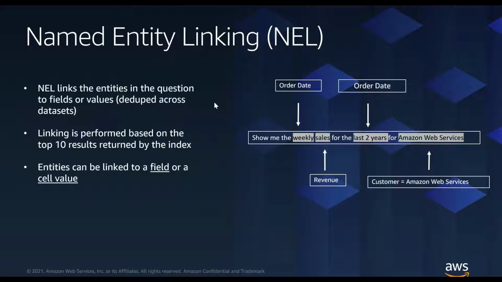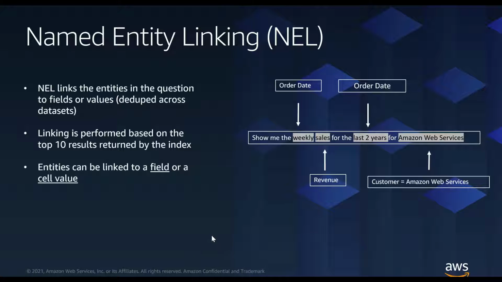The next thing that happens is entity linking. Here, the entities in the question are linked to the fields or values in the underlying data set. So in the example here again, weekly maps to order date, sales maps to revenue, last 2 years is a filter on order date, and Amazon Web Services is a cell value filter on customer dimension.